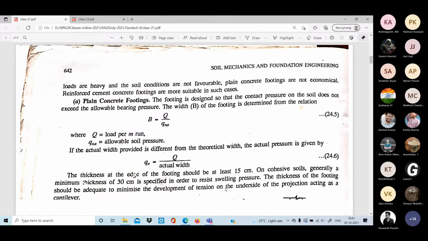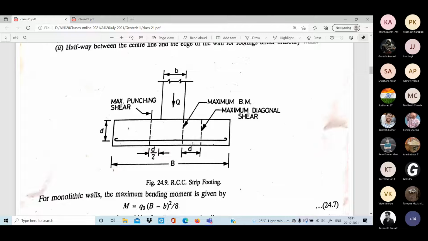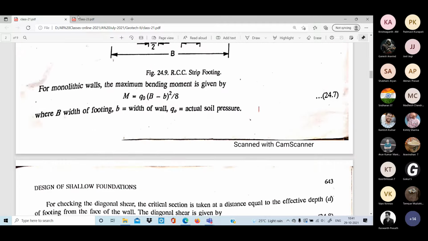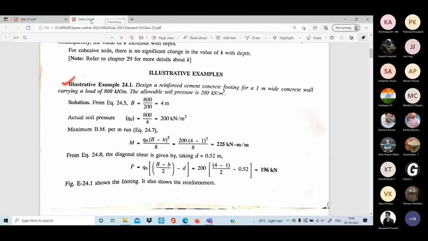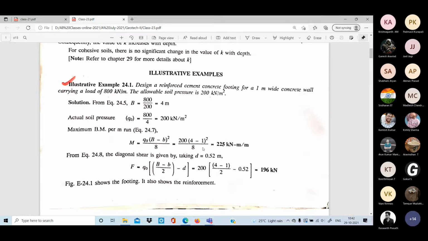Once you calculate this, if you recall, we need the maximum bending moment and the maximum diagonal shear at a distance of d, and the punching shear. Bending moment you can calculate by using these formulas. We know B and this small b, so we can get the maximum bending moment, and we can find out the diagonal shear also. There are formulas given for diagonal shear also.